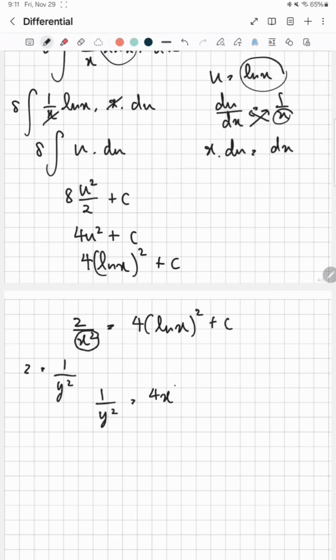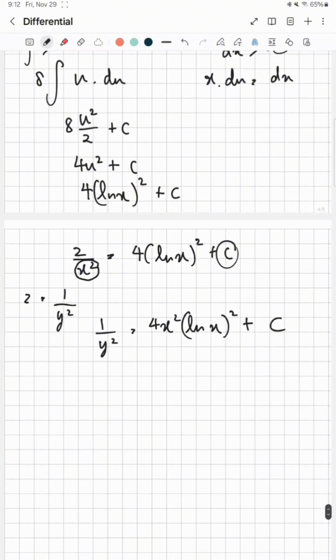So you get 4x squared (ln x) squared, and then c into x squared is also just a constant. So you can just leave that as c, because it's going to have some value, so it's going to be a constant. So you can just leave it as c.